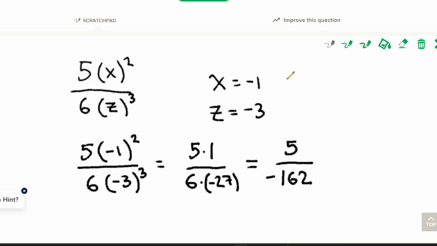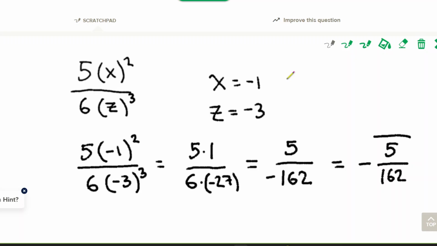5 divided by -162. Very often you won't see a negative sign in the beginning of the denominator of a fraction. So 5 divided by a -162, right? Positive divided by negative will be negative. So you can throw that negative sign out in front. So this is -5/162, right? 5 divided by 162.